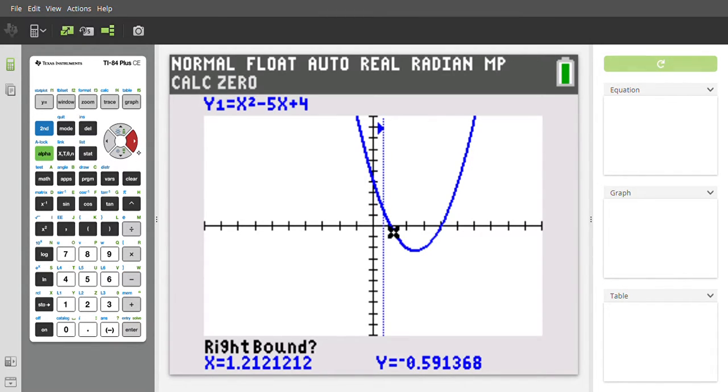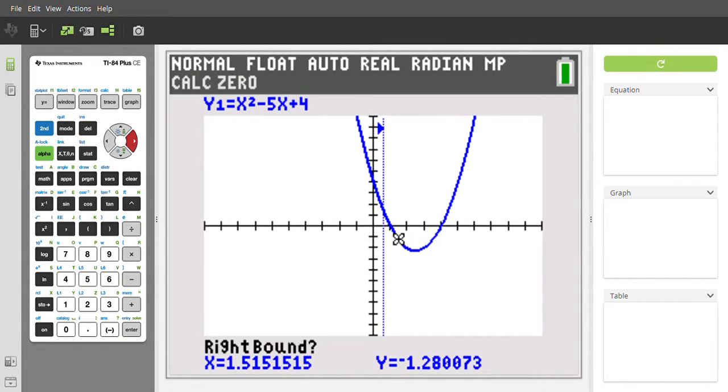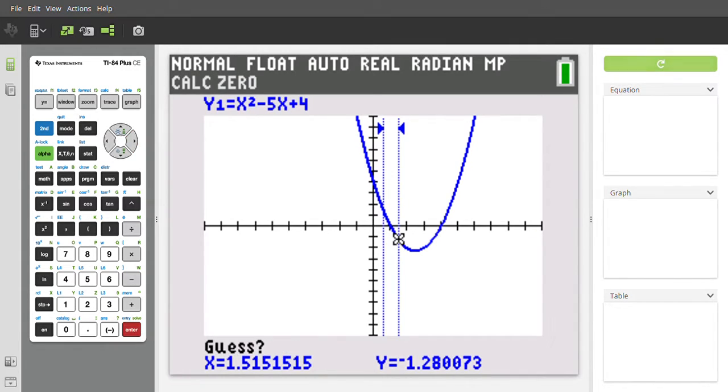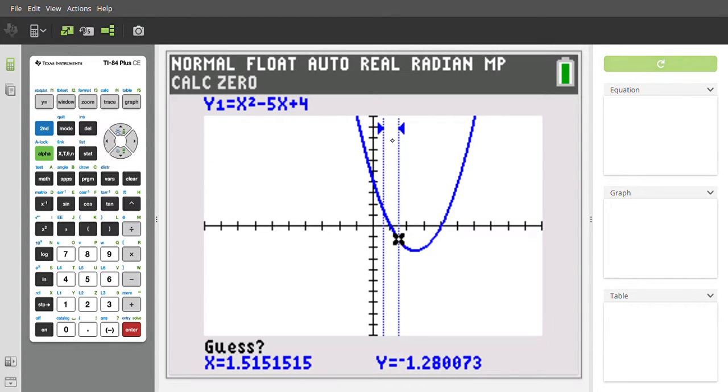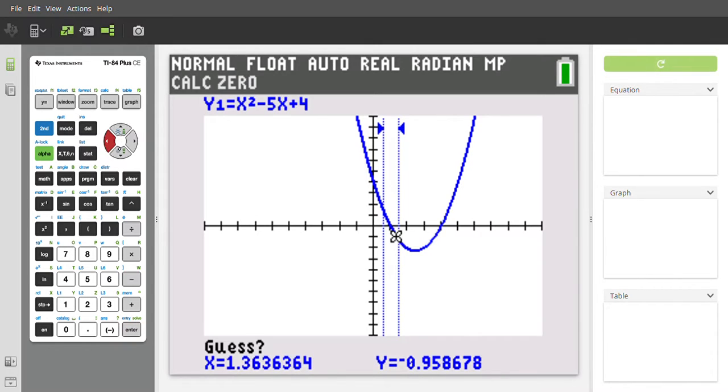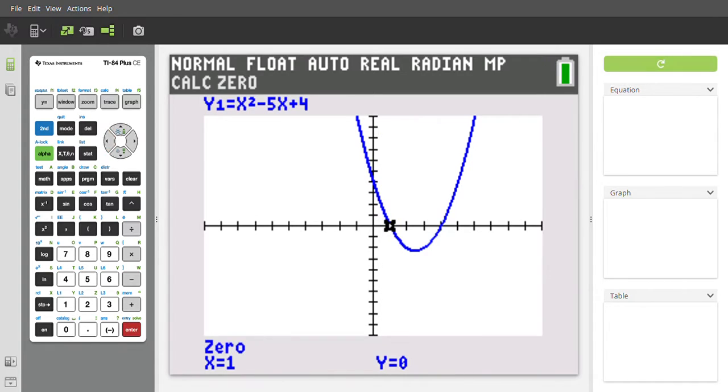Now I'm moving to the right because it's asking me for a right bound, or a right boundary. I hit enter, and notice that there are little arrowheads pointing towards the center. Now it wants a guess, so technically we're supposed to move closer to the 0. And notice at the bottom of the screen it says 0, x equals 1, y equals 0. So one of the solutions of the original equation is x equals 1. Let's go ahead and find the other one.